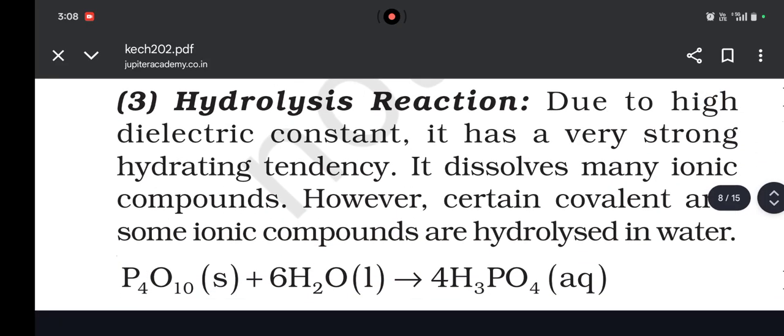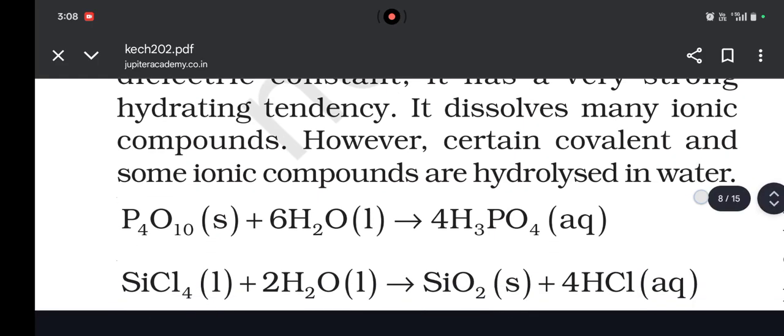Third, hydrolysis reaction. Due to its high dielectric constant, it has a very strong hydrating tendency. It dissolves many ionic compounds. However, certain covalent and some ionic compounds are hydrolyzed in water. P4O10 with 6H2O gives 4H3PO4.